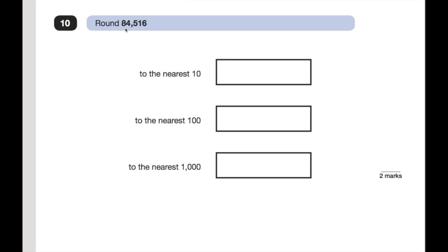So round 84,516 to the nearest 10. So when we do this, we look at the tens column and we look at the units column, and we look at this one in particular and say, if it's 5 or above, we give it a shove onto the next 10. If it's 4 and below, we let it go, so it goes back down to the previous 10. And we can see it is more than 5 because it's 6, so this is going to be shoved up to the next 10. It won't be 10 anymore, it will be 20, so it's 84,520.